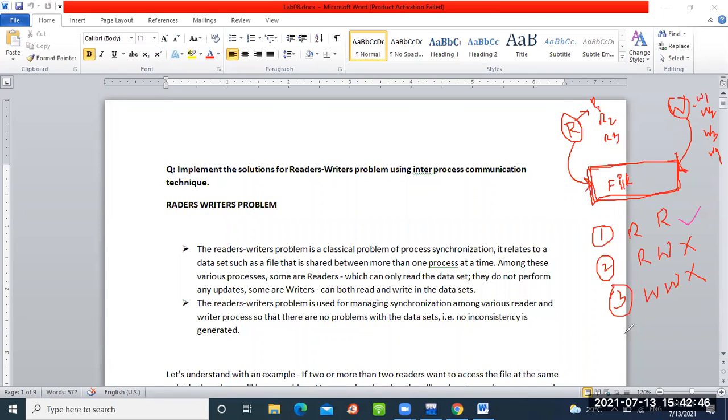Okay, similar to case number 4, it is similar to case number 2. It is your writer reader. Now this is also not allowed.